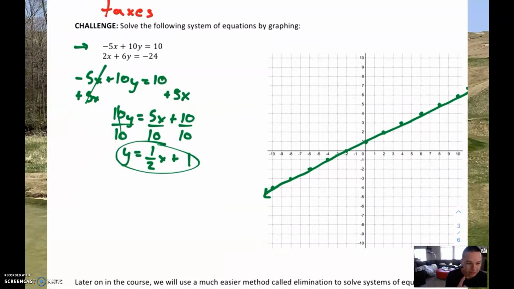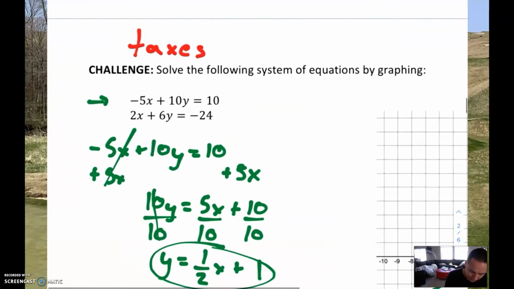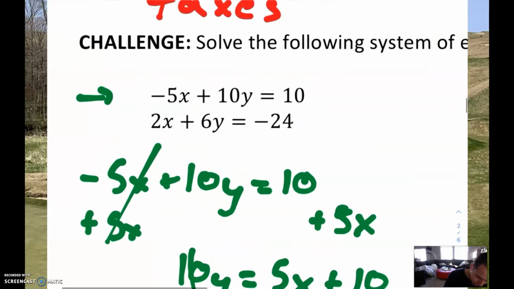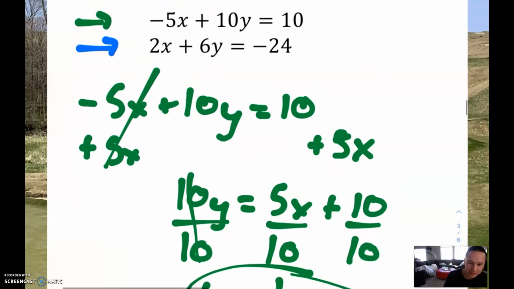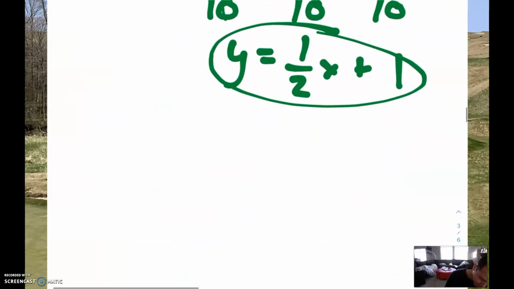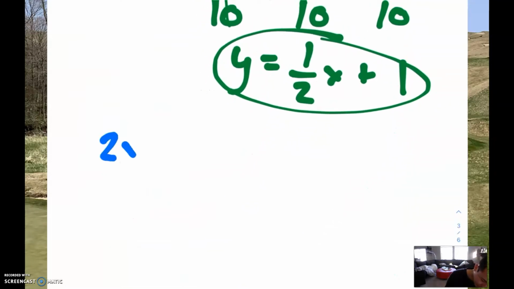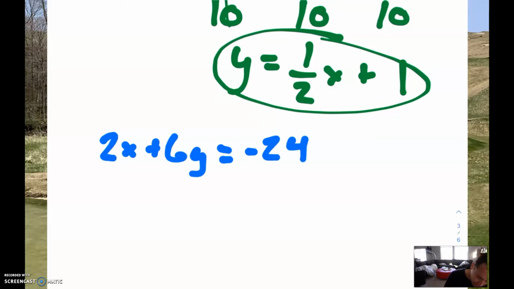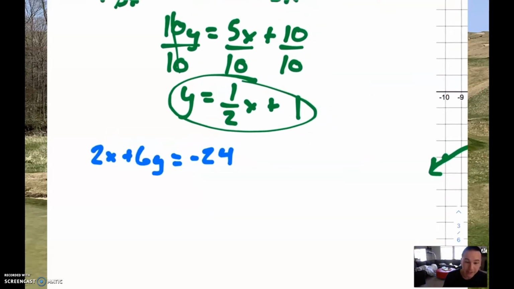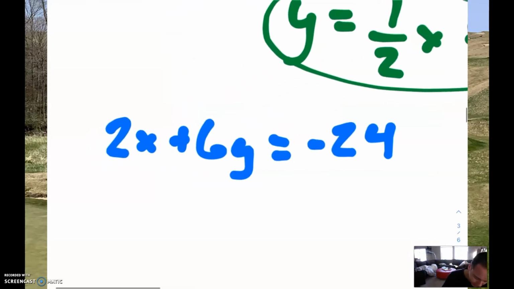But we've got one other line to graph. So let's go ahead and graph this one. Again, we'll go into blue. So we have 2x plus 6y equals negative 24. And again, it's in standard form. We don't really like graphing in standard form, so let's convert it to slope-intercept form.